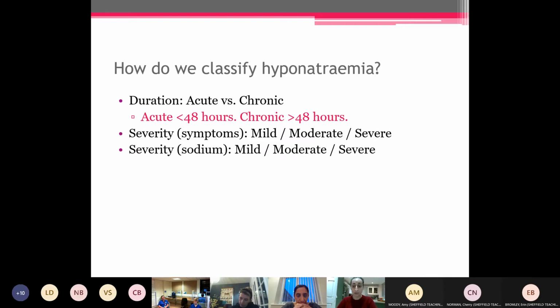Next is the severity as per what the sodium is. So I think it was Erin said mild, moderate and severe. So mild is greater than 130, moderate 125 to 130, and severe is less than 125.